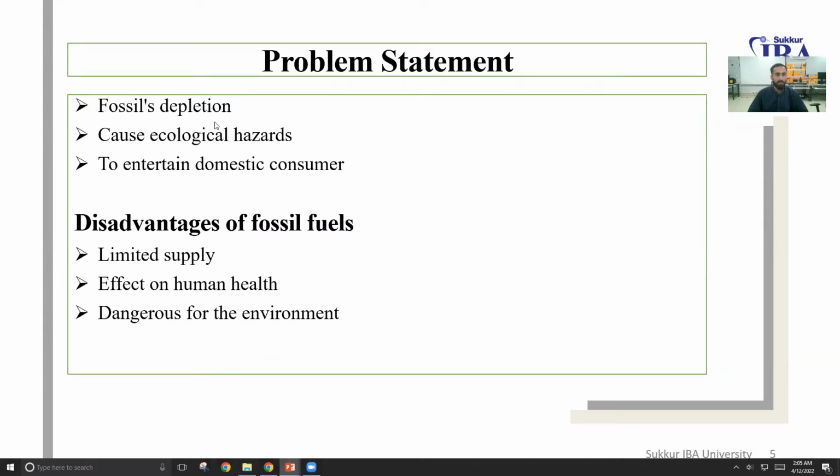The problem statement: fossil fuels are depleting very fast nowadays, and fossil fuels cause ecological hazards. We have to entertain the domestic consumer. This is the main problem statement. Disadvantage of fossil fuels: they have limited supply. They affect human health, and fossil fuels are dangerous for the environment.